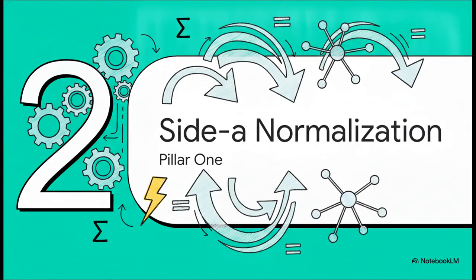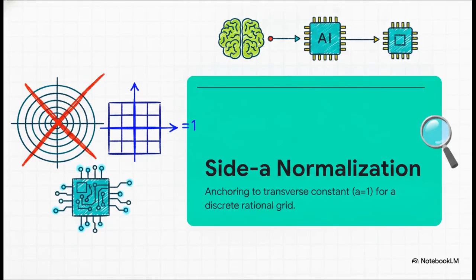Moving right along to part two, pillar one, side normalization. To actually deliver that high-level product, we have to start at the absolute foundation. Side A normalization is this first principles algebraic framework. Instead of the old method of radial normalization, which assumes a curved radius of 1 and just drags us right back into heavy trig, this framework anchors everything to a straight line, specifically the transverse constant where side A equals 1. It takes a messy, continuous curve and transforms it into a clean, discrete, rational grid.